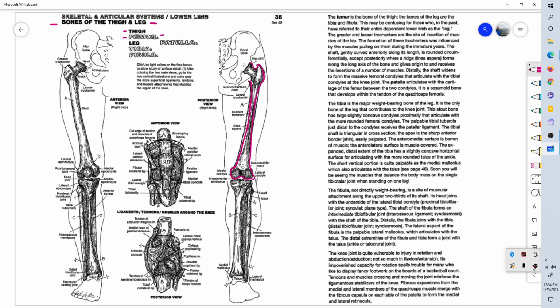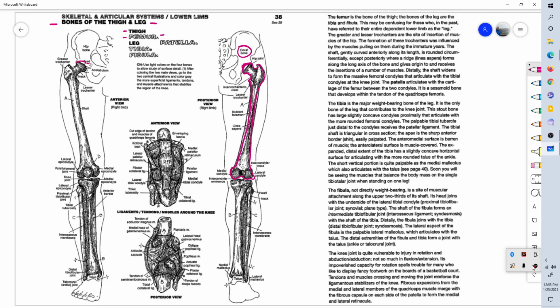And the femur articulates with the pelvic bone right here. This is the pelvis, or the coxal bone as it's called, at the hip joint. So the femur is actually shaped like this. It has a round head. This is called the femoral head. As you can see right here, the femoral head.